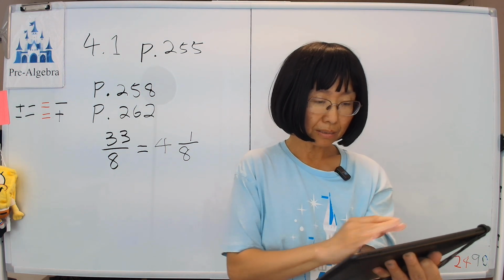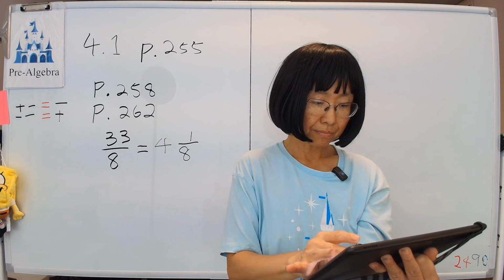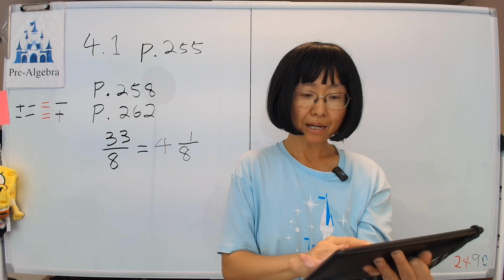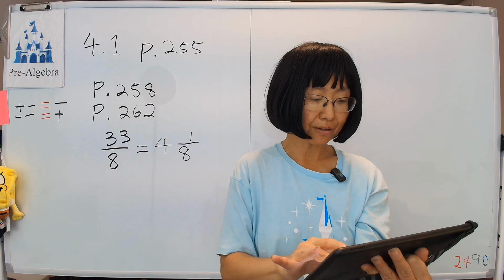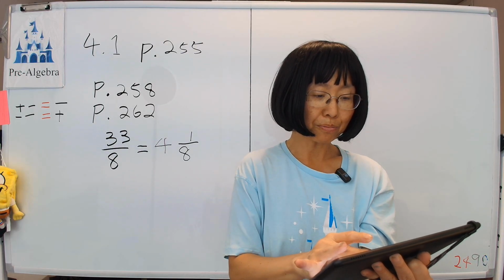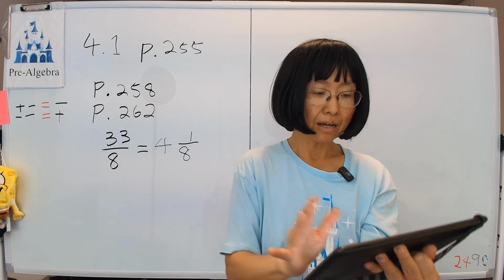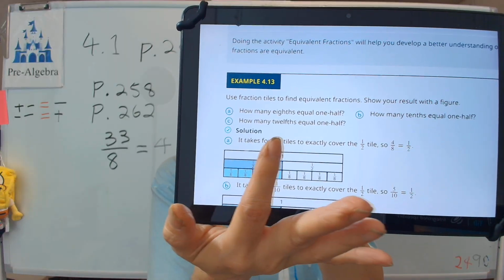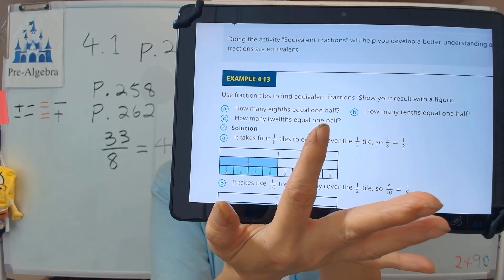So next, let's look at the following page, 265, where I'm looking at example 4.13. Example 4.13 asks you how many eighths equal 1/2.